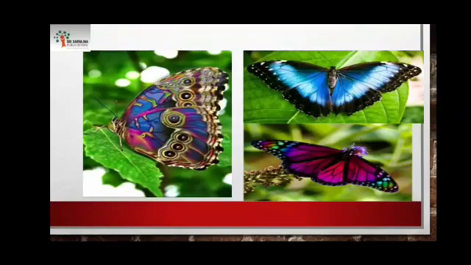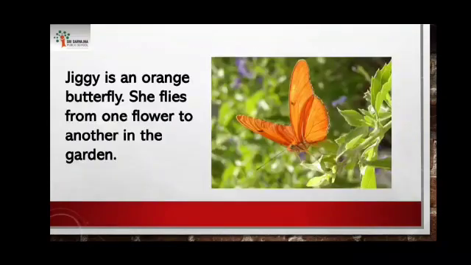Students, you all have seen butterflies, isn't it? They fly from one flower to another to collect nectar. Students, nectar is the sugary fluid produced within the flowers. Now, let us read a beautiful story of Jiggy, a beautiful orange butterfly. Let us start to read the lesson.